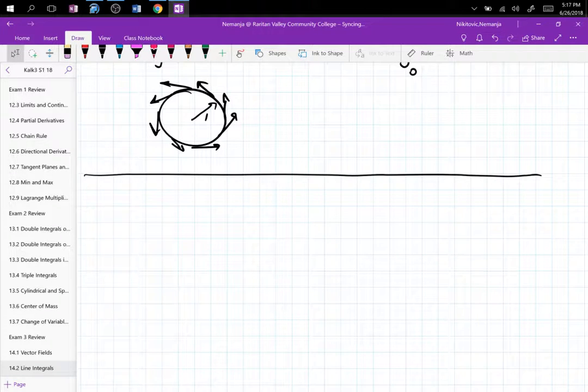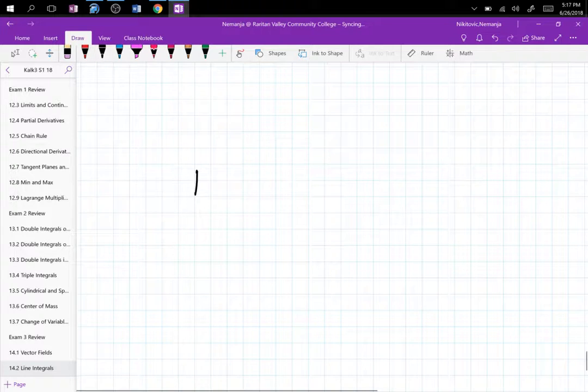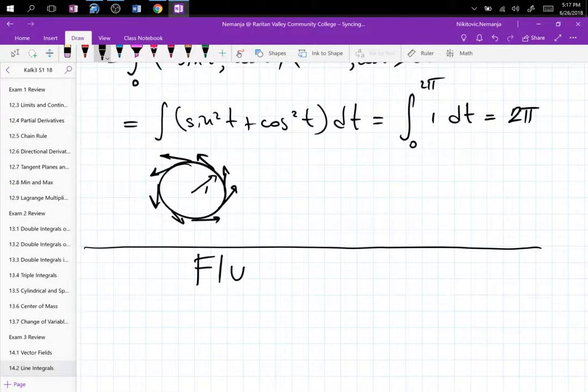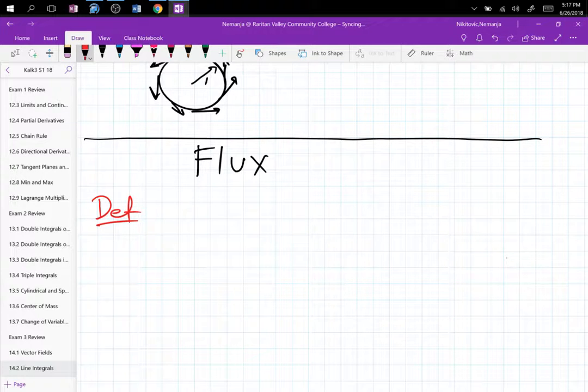So, all right. So let's talk about flux now. Hold on. Whoa, spazzed out. There we go. Flux. It's a bit lengthy definition. I hope you understood what I gave you with the fan.